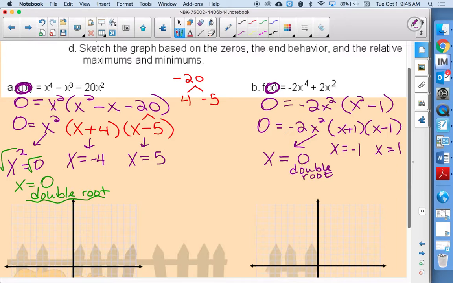So the majority of your homework is determining end behavior. The last 3 or 4 questions of your homework is just factoring to find the zeros. Hopefully it's a pretty straightforward homework assignment.